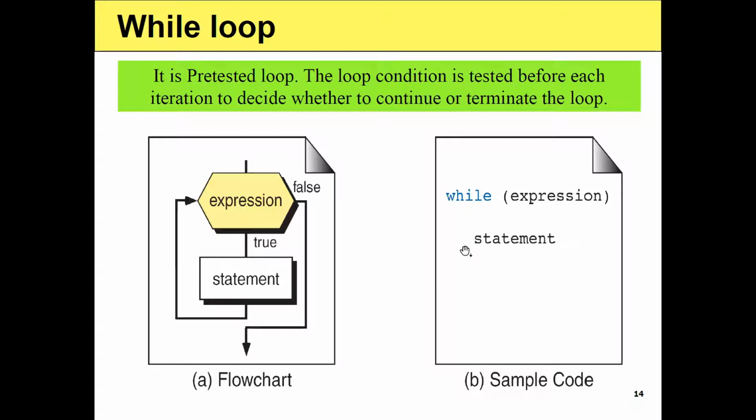Then you go for the next iteration. You keep repeating this while loop until this expression evaluates to false. When the condition evaluates to false, the while loop terminates. The flowchart is also shown. In the flowchart, the expression will be evaluated, and then you process the statement or statements repeatedly until this expression is false.